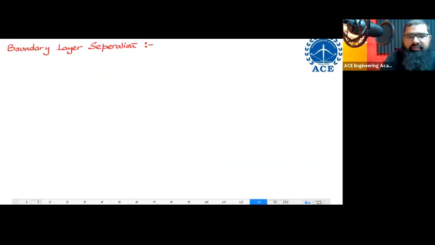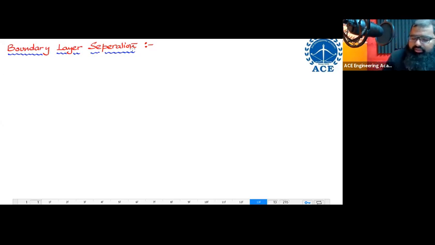Chaliye, boundary layer separation dekhte hain. All of you remember there is something called adverse pressure gradient. Yaad kijiye the concept which we discussed previously in minor losses. Adverse pressure gradient means when the value of dP upon dx is positive. Remember, whenever the value of dP upon dx is positive, the fluid is going to experience retardation.